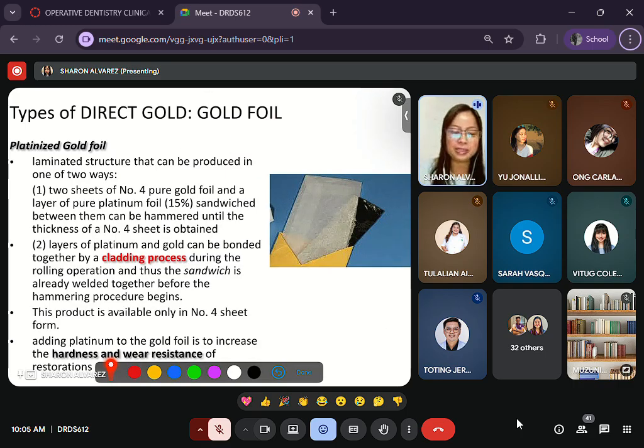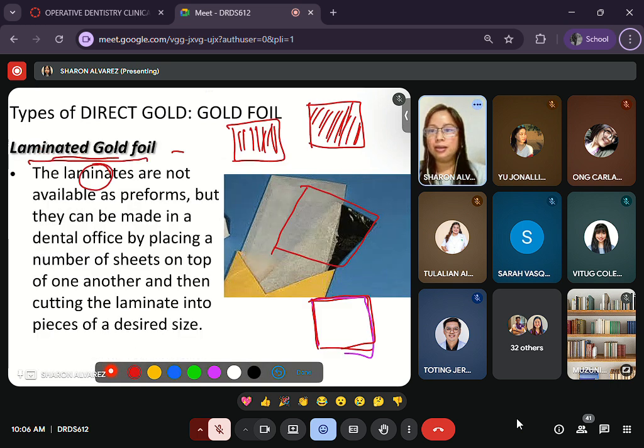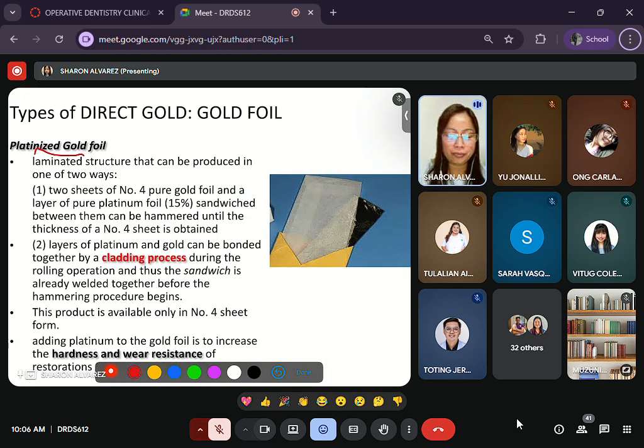And then another type is the platinized gold foil. It's called platinized gold foil because instead of just laminating sheets of gold, they will add a sheet of platinum. So gold, platinum at the middle, and then gold again. Gold, platinum, gold. They sandwich the platinum and then hammer the sheets together until they have completely combined them.